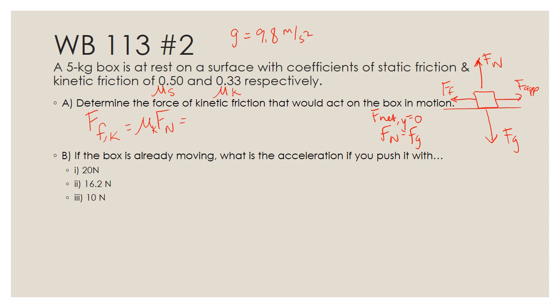Substituting that in, I would take my coefficient of kinetic friction, which is 0.33, and my normal force, which is Fg or mg, and I would substitute that in as well. So mass of 5 times an acceleration of gravity, we're going to use 9.8 here. That gives me a force of kinetic friction equal to 16.17 newtons, or around 16.2. So that's my force right here.